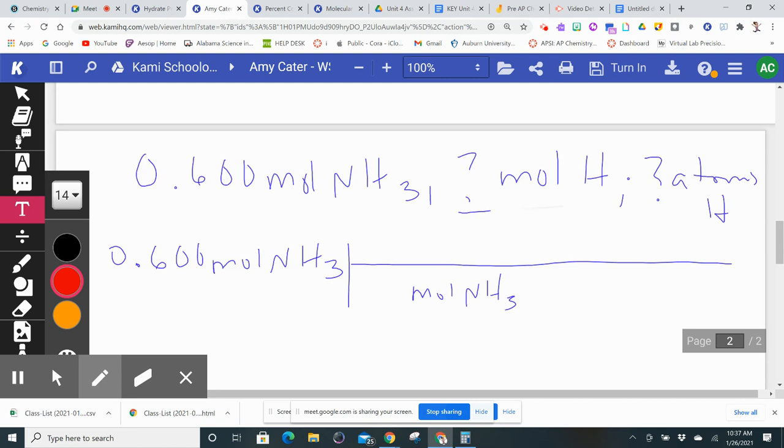What do I want to get in this first question? Moles of hydrogen. All right. So if I look at that formula, what's the ratio of NH3 to hydrogen? How many hydrogens are in that formula? 3. Exactly. So for every 1 mole of ammonia, how many moles of hydrogen do I have? 3. Exactly.